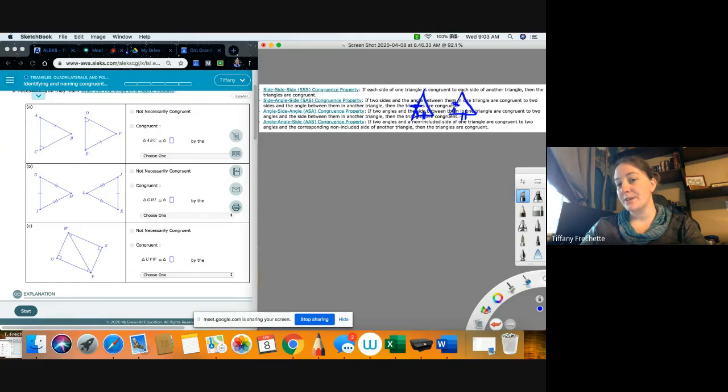And they match up 1 tick mark to 1, 1 arc to 1 arc, 2 tick marks to 2 tick marks. And that's how you show that angles are congruent. You use arcs. So you have 1 arc, and then if we had another angle, we'd have 2 arcs.